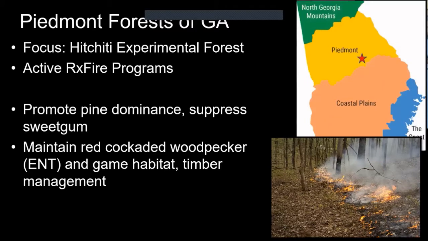There's a significant amount of active prescribed fire programs within the Piedmont region itself. Within the Chattahoochee-Oconee National Forest, they can burn up to 50,000 acres a year. They do this to promote pine dominance and suppress hardwoods, and one big species of interest is sweet gum. Prescribed fire is also used to maintain red-cockaded woodpecker habitat and other game habitat, and there's a considerable amount of timber management that goes on in the area.